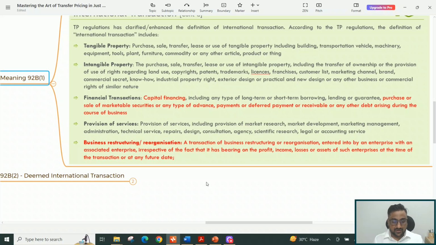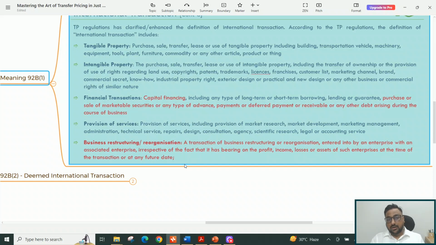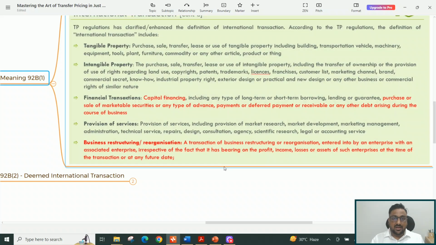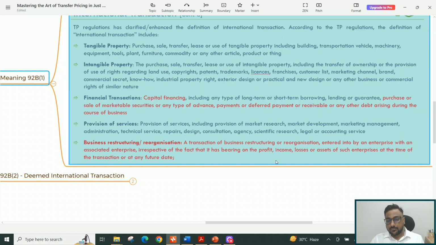What are these type of transactions? I want to draw your attention to this particular term called capital financing, which is funding of equity in an entity, is also an international transaction. If you can just see from here, then purchase and sale of marketable securities or any type of advance payments or deferred payment or receivable or any other debt arising during the course of business.